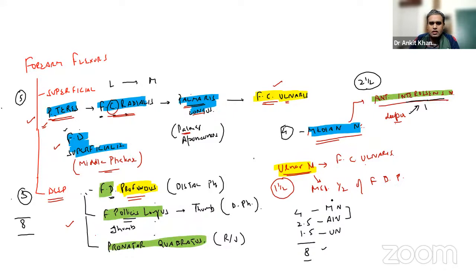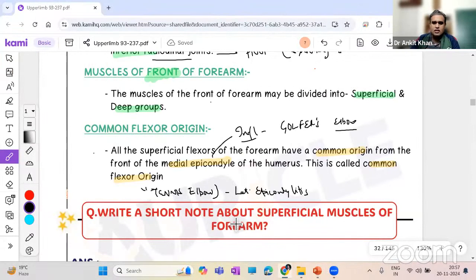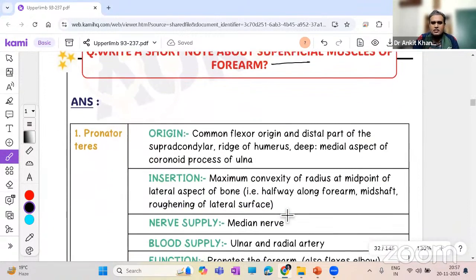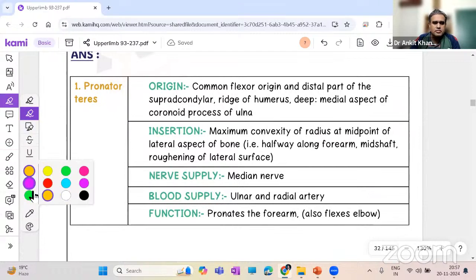Okay, that's it. Now let us look at the images and a bit of table over there to understand the things in a bit more detail. So write a short note on the superficial muscles of forearm. That can come as a question. Let us see the notes. Every muscle over here, see, like for example pronator teres, origin, insertion. Origin again, common flexor origin. Where does it insert? It will not go into the bones of the hand. It will go into the mid shaft of the radius only.